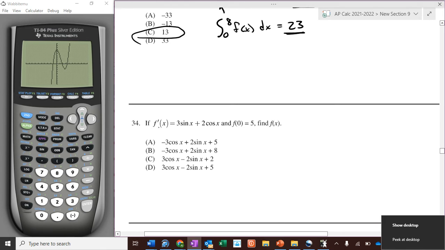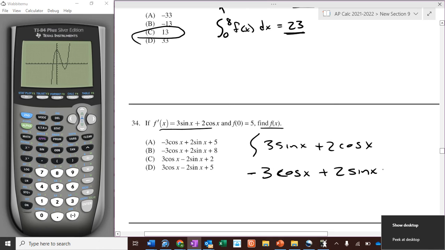All right. If this is the first derivative, what's the function? What do we have to do to the first derivative to find the function? Integrate. So it's the integral of 3 sine of x plus 2 cosine of x, which is negative 3 cosine of x plus 2 sine of x plus c.